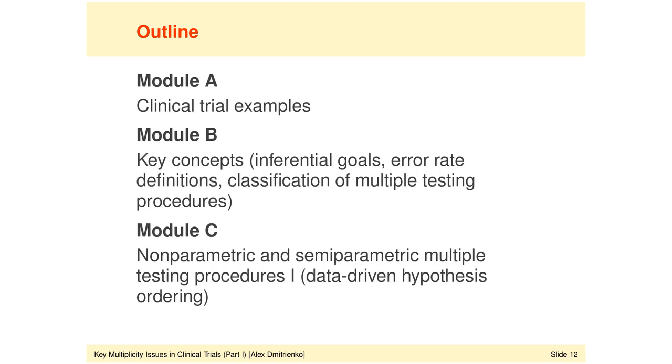Module B, in this module, I will introduce the concepts that play a key, really fundamental role in the world of multiple comparisons. This includes inferential goals that we formulate in multiplicity problems and popular definitions of the error rate. I will also define main classes of multiplicity adjustments or multiple testing procedures. For example, non-parametric, semi-parametric, and fully parametric procedures. And we will discuss guidelines for selecting multiplicity testing procedures for each particular setting.